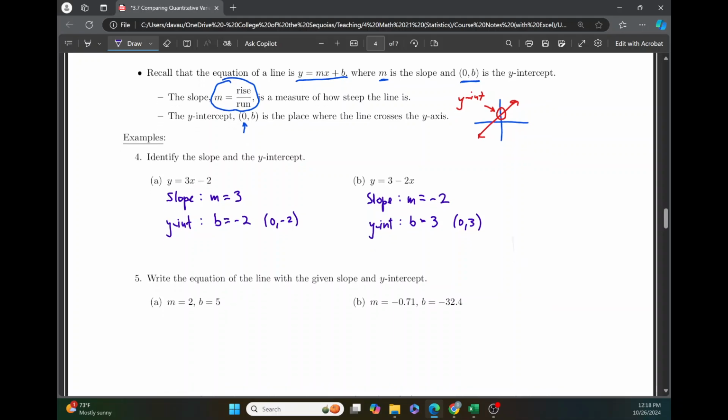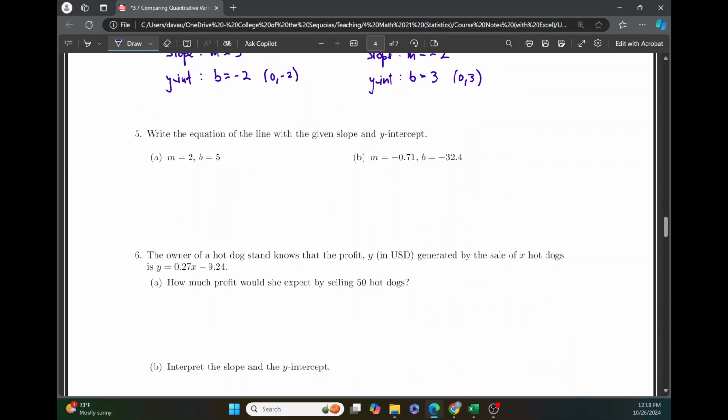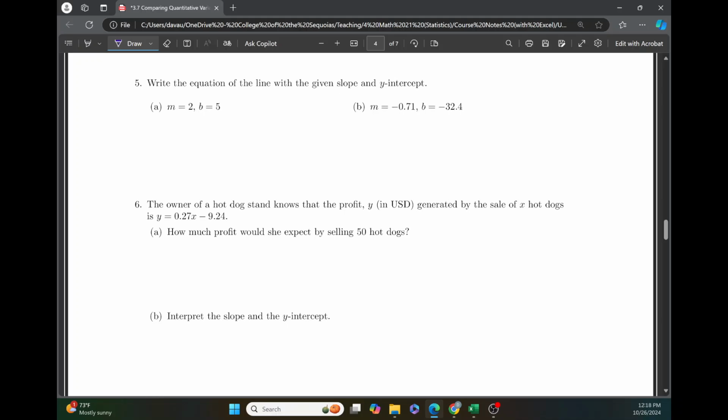Well, okay, so we can write the equation of a line with a given slope and y-intercept. So let's say that you have a slope of 2 and a y-intercept of 5. The equation for the line would be y equals 2x plus 5. Or if you had a slope of -0.71 and a y-intercept of -32.4, then the equation for the line would be y equals -0.71x minus 32.4. And again, the order doesn't matter.